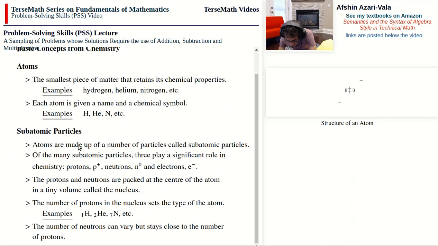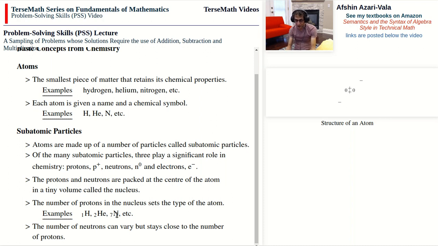Right. Next, we have the number of neutrons. Now, the number of neutrons can vary. You don't have to have a certain number of neutrons inside a certain kind of atom. So, for example, if you have nitrogen, which has 7 protons, you may come across a nitrogen atom that has 7 neutrons. Another one may have 8 neutrons. Yet another one may have 9 neutrons.